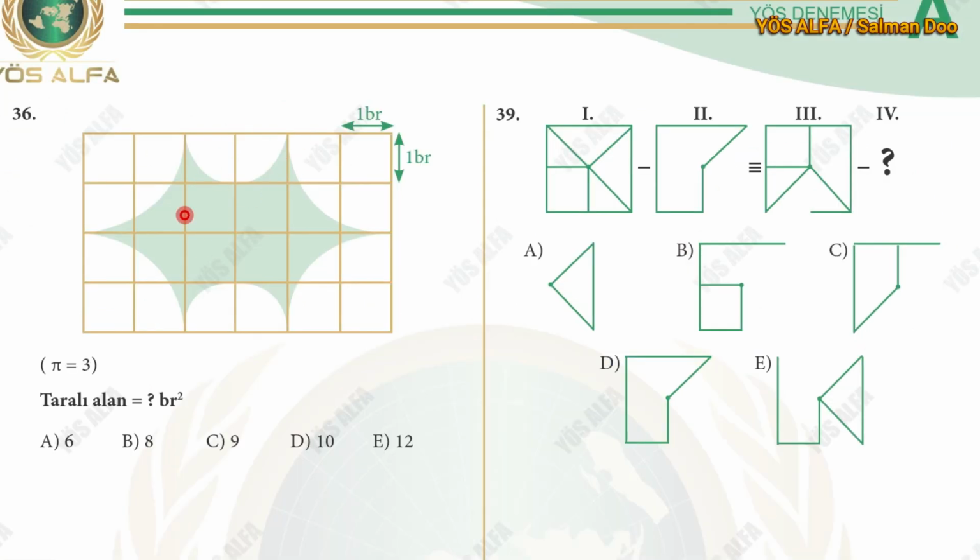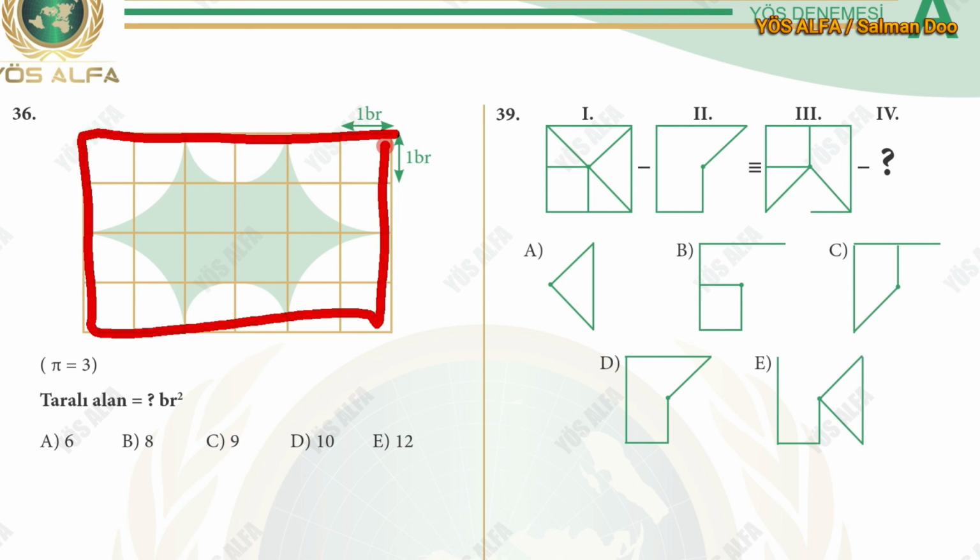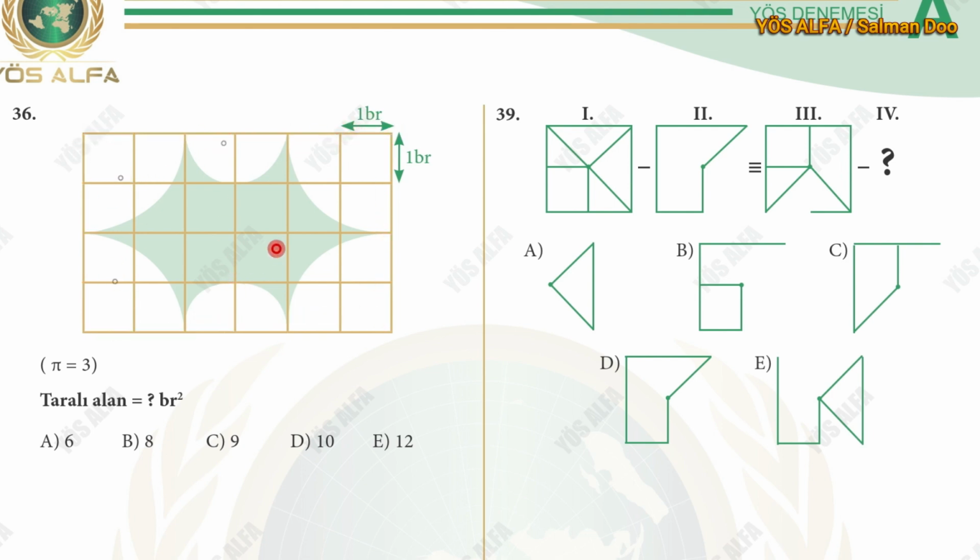36. The shaded area is at. So we will first find the total area of the rectangle, and then we'll subtract the white areas to get the shaded area here. So since this one is 1, 2, 3, 4, 5, 6, and we have 1, 2, 3, 4, 6 times 4 is 24, which is the rectangle area.